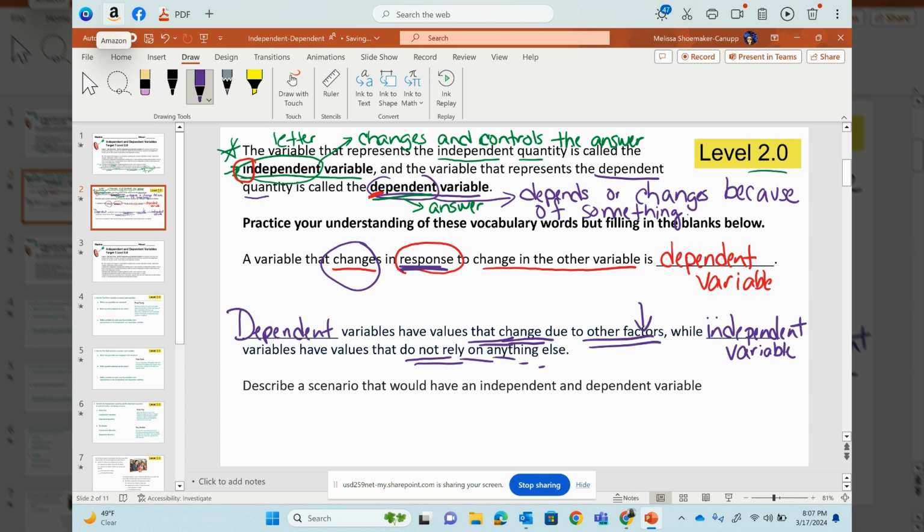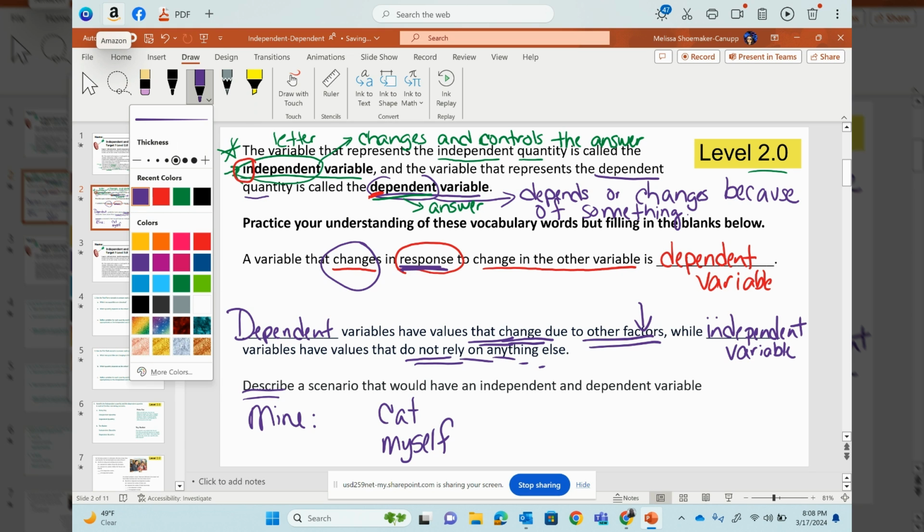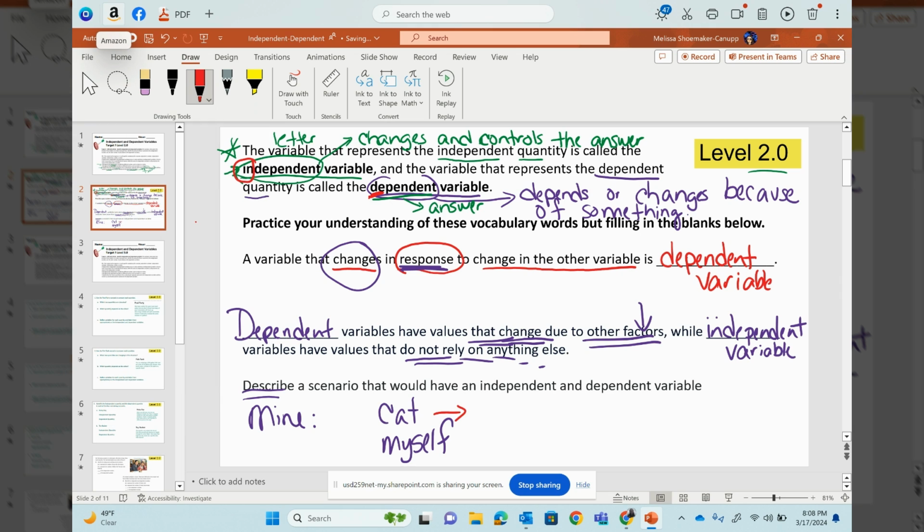That looks better. Now, here's where you get to be creative. Describe a scenario that would have an independent and dependent variable. So mine, and you don't have to write this down, this is just my example, is a cat and myself. Okay, so I'm just going to tell you my scenario. The cat is dependent, okay? Because myself, me, is independent.